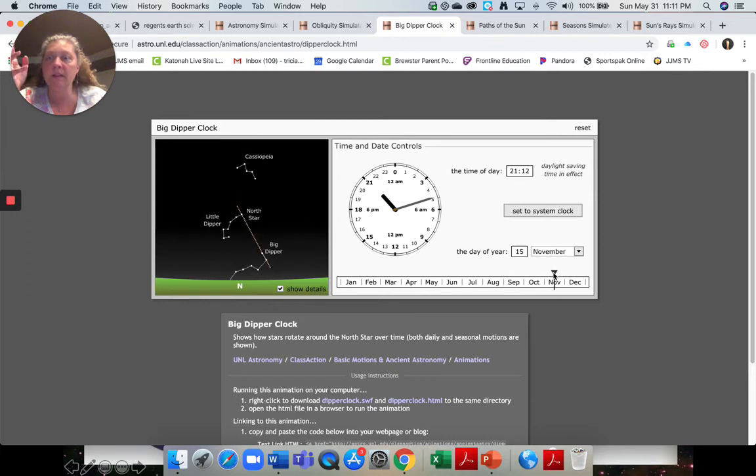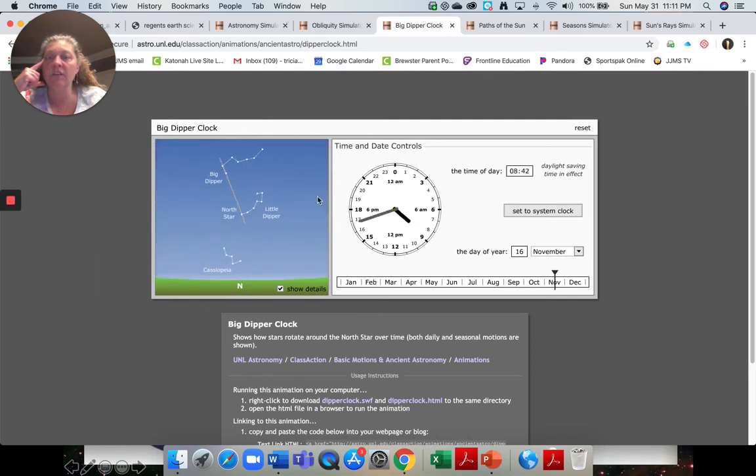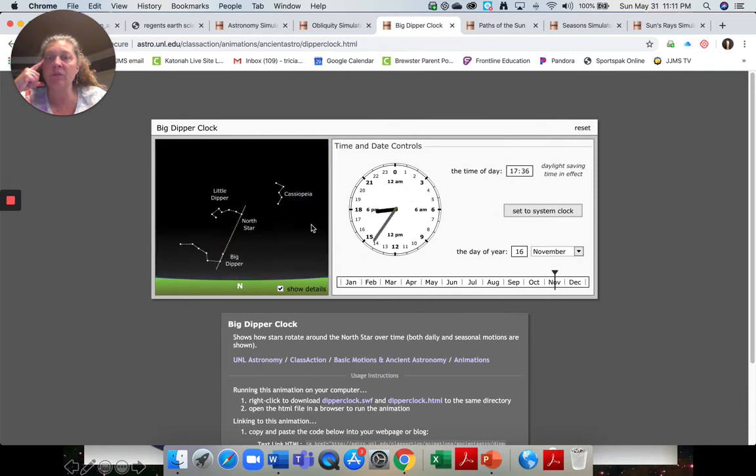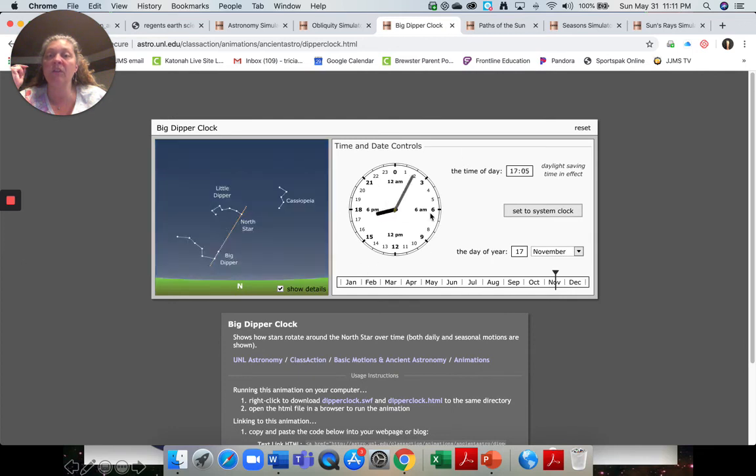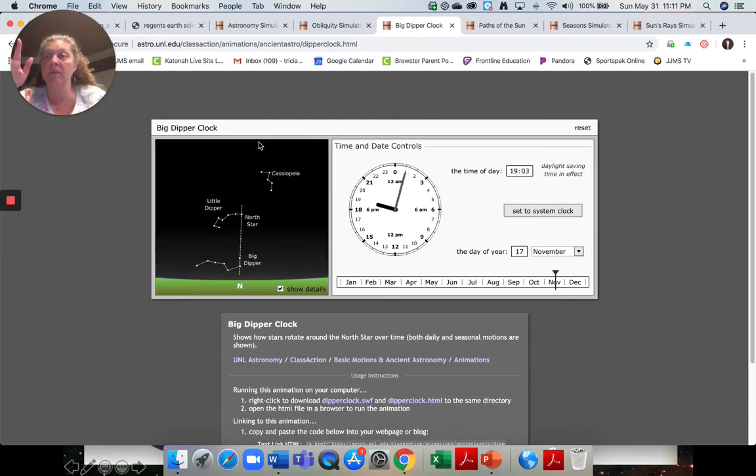Okay, so we know that the Dipper rotates based on Earth's rotation, but its relative position changes because of rotation and revolution. Okay, so the Big Dipper rotates around Polaris once every 24 hours. Okay, but the position of it also changes due to Earth's revolution around the sun.